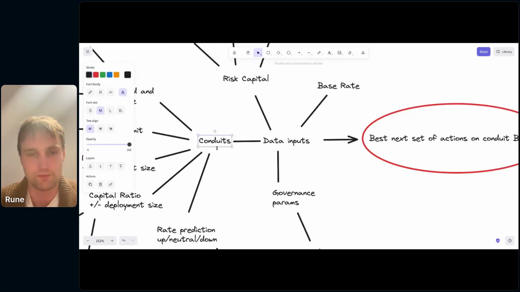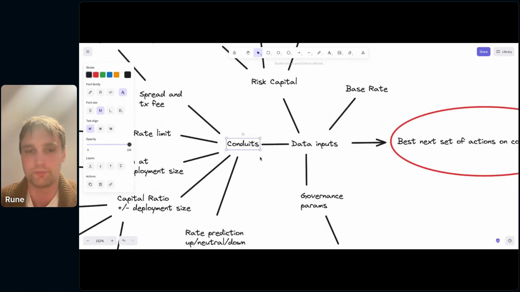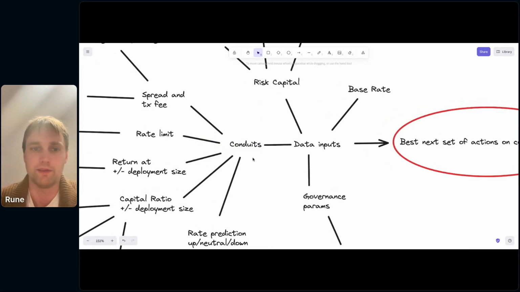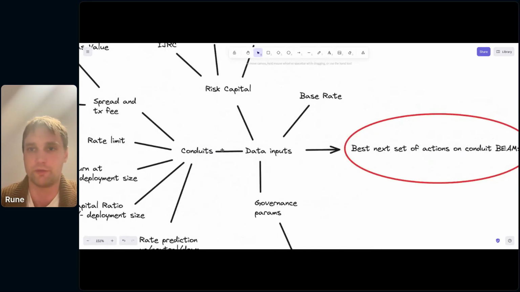Then you have the conduits, which are all of the opportunities. For Spark, for instance, they obviously have the ability to deploy into Sparkland. Then they also have the ability to deploy into Aave, Athena, Maple, Morpho, and tons of others. I don't remember off the top of my head all the protocols they're deploying into, but it's quite a lot currently. And it's really the very early stages, at the very, very beginning.